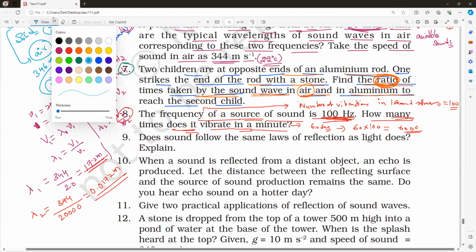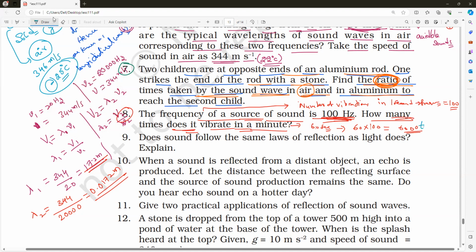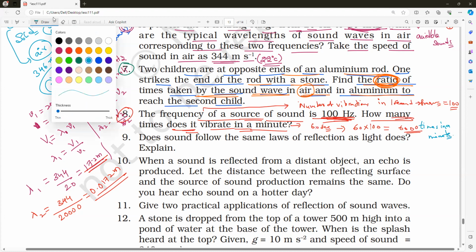Clear? So the source will vibrate 6,000 times in how many minutes? In 1 minute. In 1 minute of time, it will be vibrating 6,000 times. That's what you have to remember. Okay, everybody?